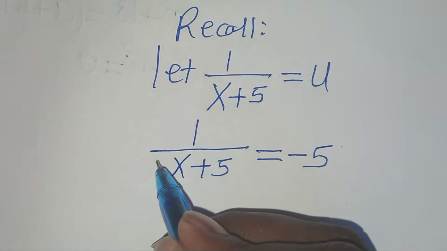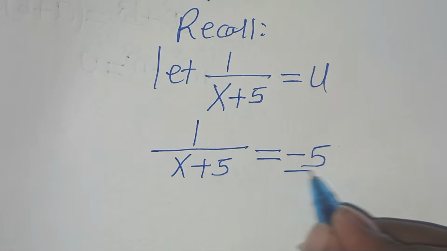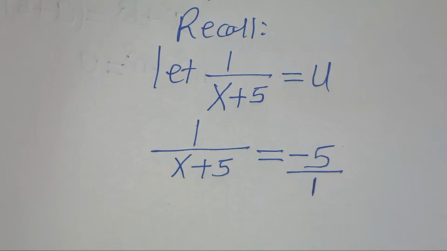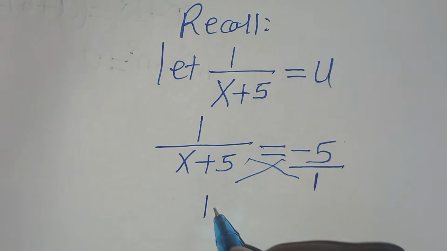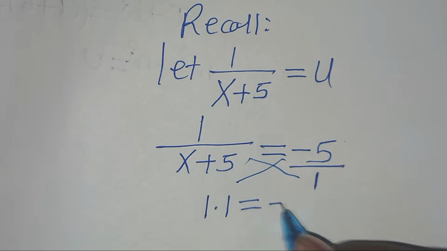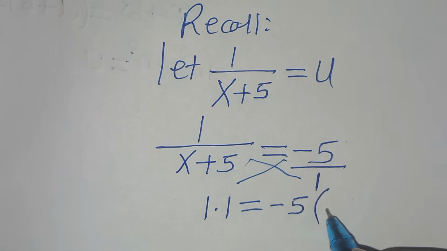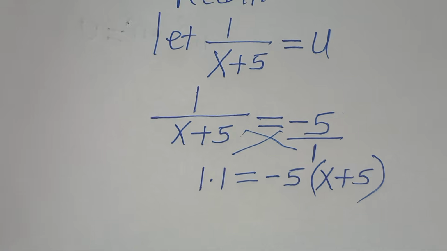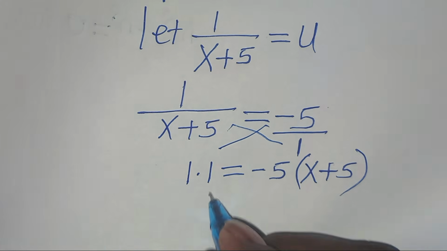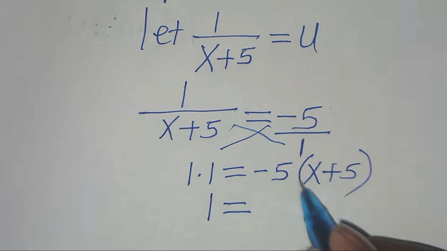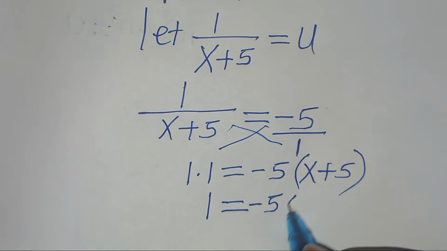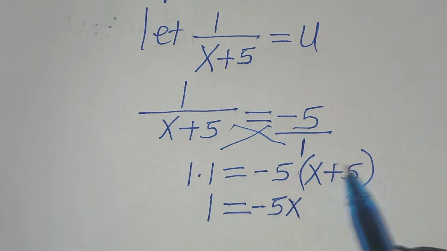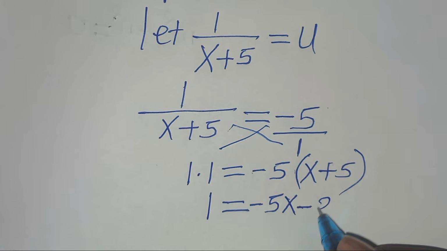Remember, negative 5 is a whole number, so this is over 1. So let's cross multiply from here. We have 1 times 1, which is equal to negative 5 multiplied by x plus 5. So this is 1 equal to negative 5x, negative 5 times 5, this is negative 25.